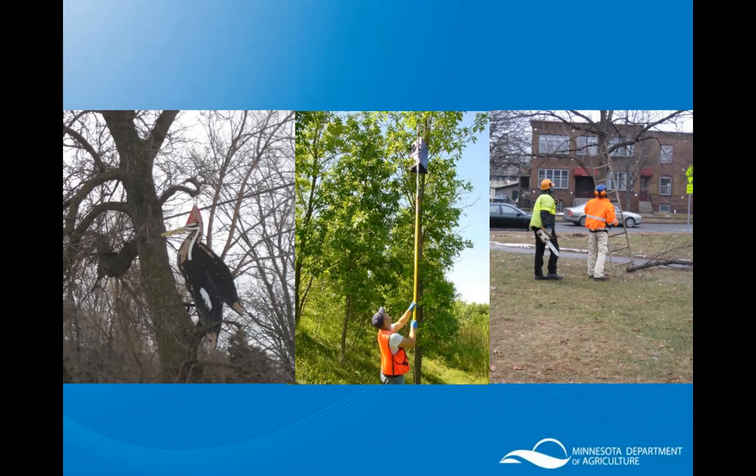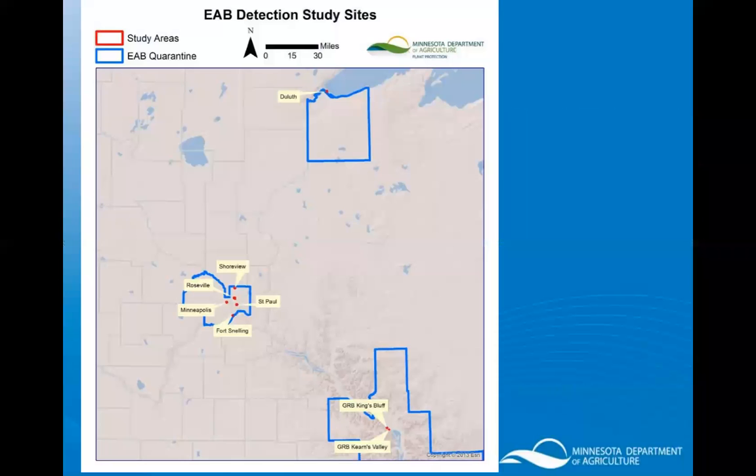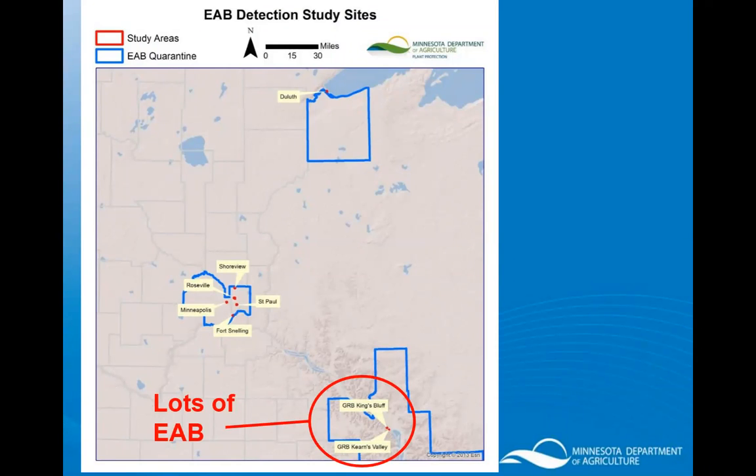And what we've been trying to do is compare the utility of these different methods and how a city might implement them. And so we've had a study. This is funded by the Environmental and Natural Resource Trust Fund, state of Minnesota. And we have a number of study sites that we've set up throughout the state. Down in the south, we've had a longer infestation, a more rural area, less management, and we've got lots of emerald ash borer at sites down in the southeast.